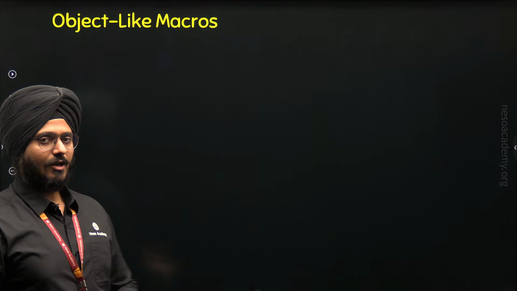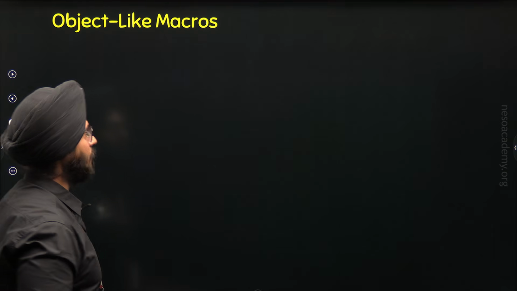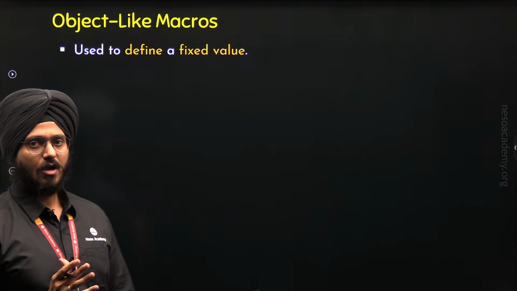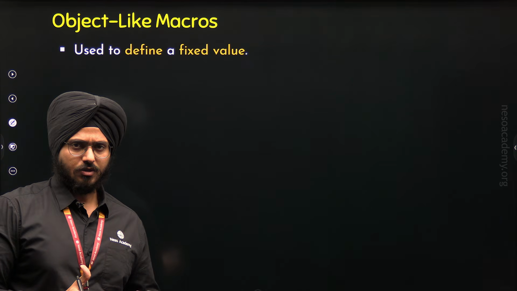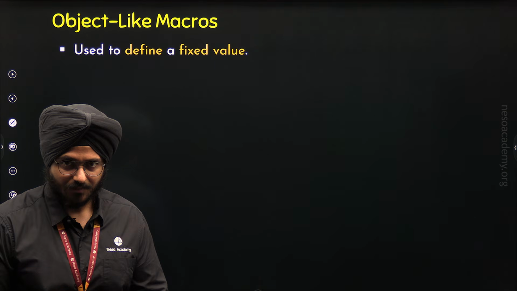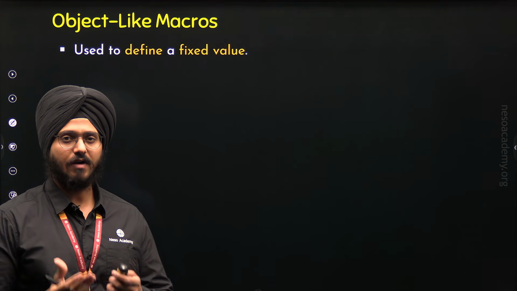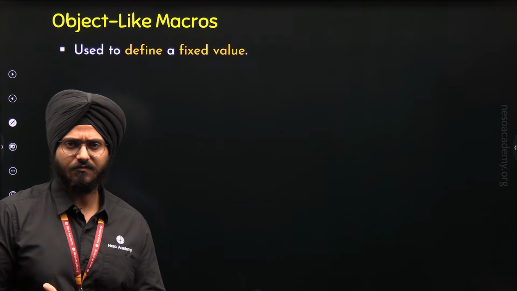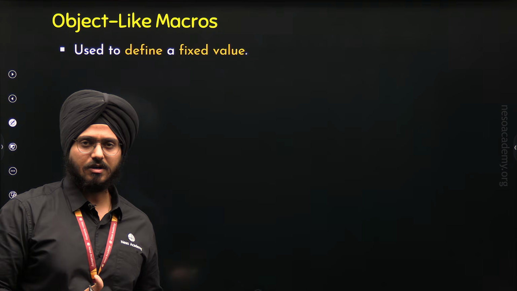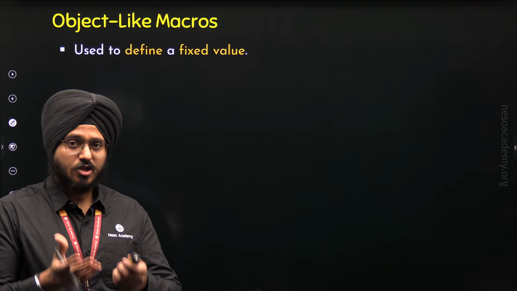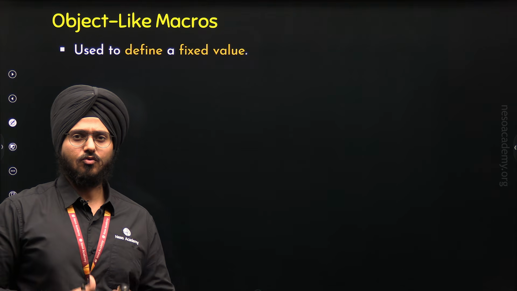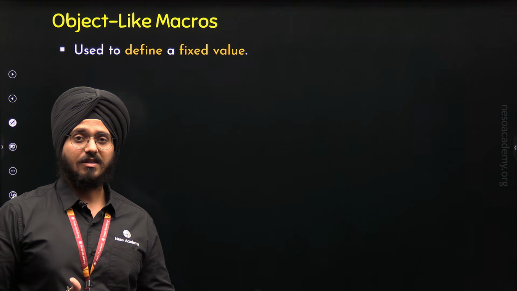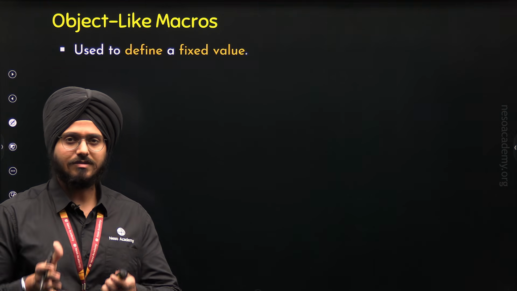So what is an object-like macro? An object-like macro is used to define a fixed value in the code. Object-like macro is a macro. This means it has a name. It is the name which is used to define a fixed value or a constant in the program, just like a constant variable. We learned about the constant variables. We have object-like macros which are similar to constant variables. There is the syntactical difference, but they both can define the constants in the program.